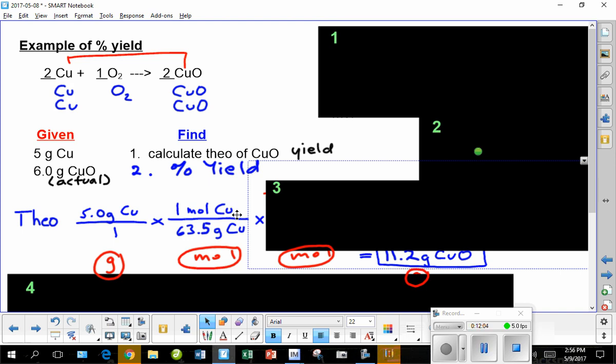Ashley, what do we have in our next fraction on the bottom? Jocelyn. What do you have? What's going to be on the bottom of the next fraction? Copper, moles or grams. Good. How many? For that, you look up here, right? What? 2. Good. And what's going to be on the top?